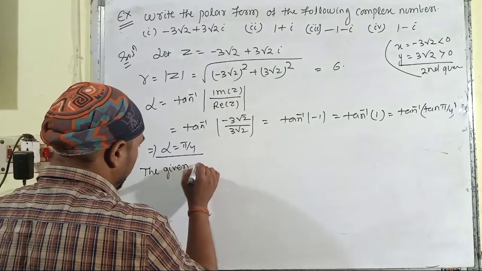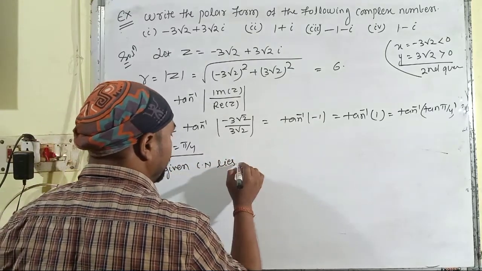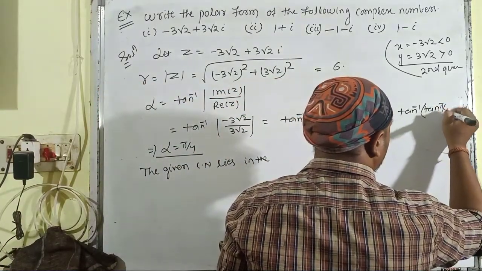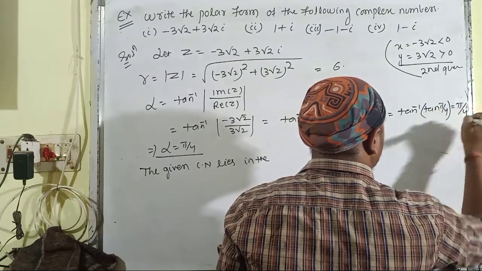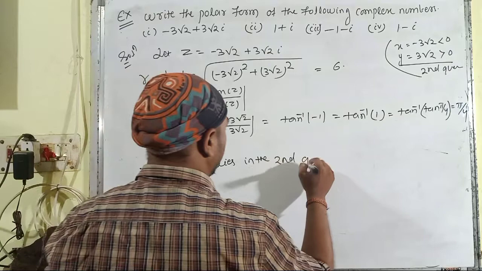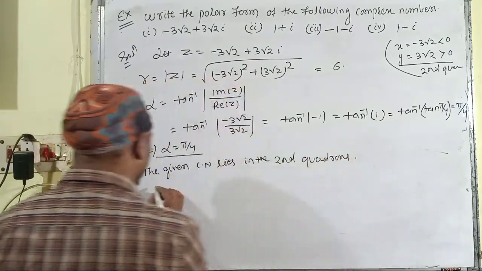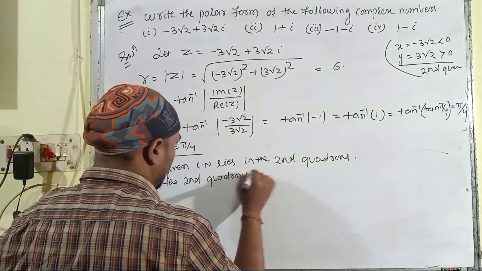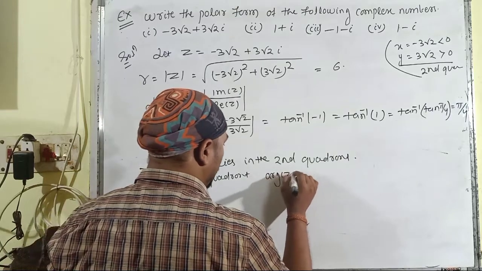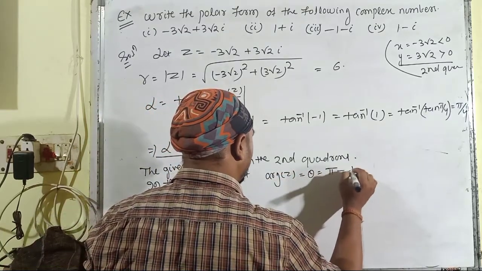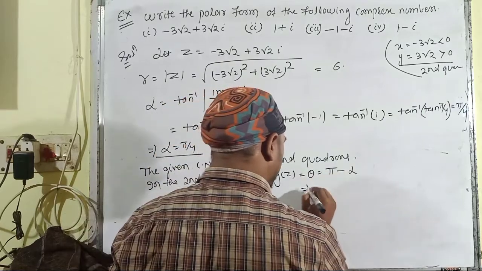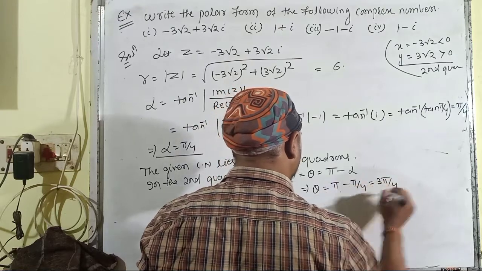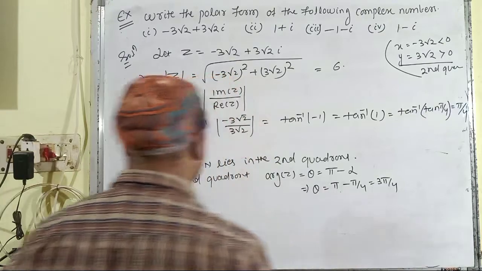The given complex number lies in the second quadrant. In the second quadrant, the argument of z, theta, is equal to pi minus alpha, that means theta is equal to pi minus pi by 4, that is equal to 3 pi by 4. Okay. So the value of theta is here 3 pi by 4.